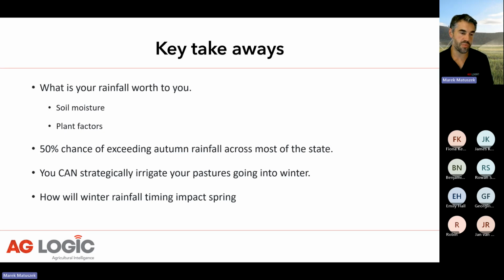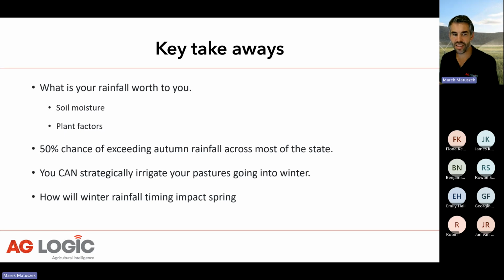As we're going into the rest of autumn, we're looking at a 50% chance of exceeding autumn and winter rainfall across most of the state for the next 3 months. So it's status quo there. You can strategically irrigate your pastures going into winter. It doesn't have to be one or the other. You can have your cake and eat it too. But again, making sure that you've got the data there to help drive that.